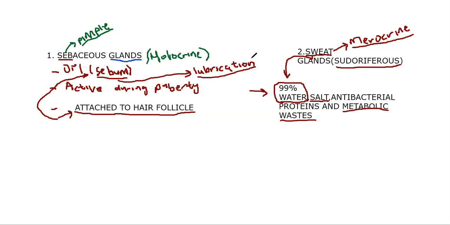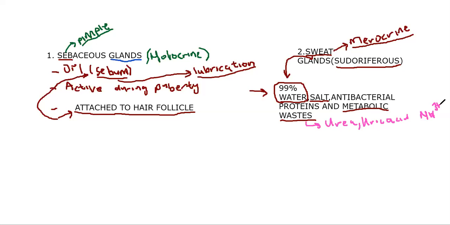So when it comes to the metabolic waste, they might ask you what those metabolic wastes are. So you have to know that it's your urea, your uric acid, and your ammonia. Are we clear?